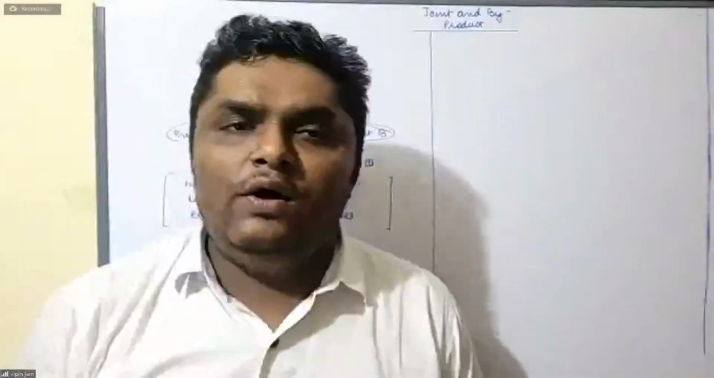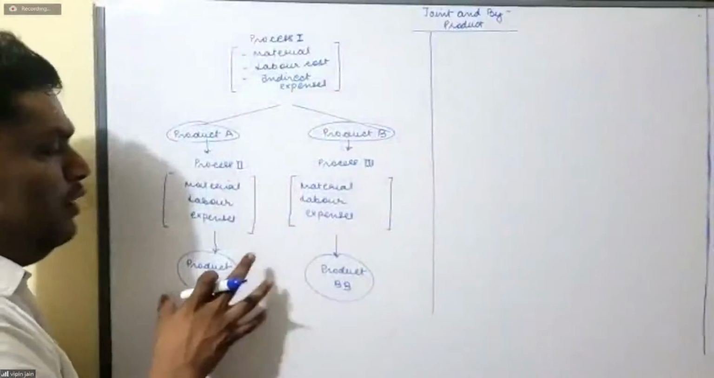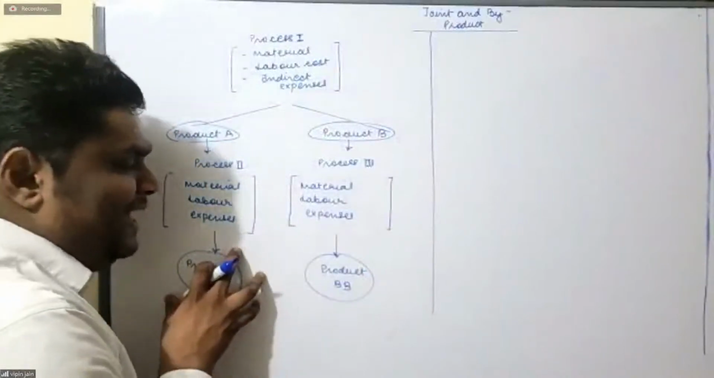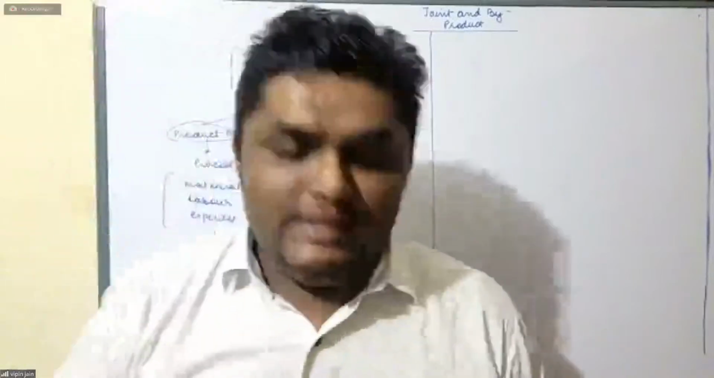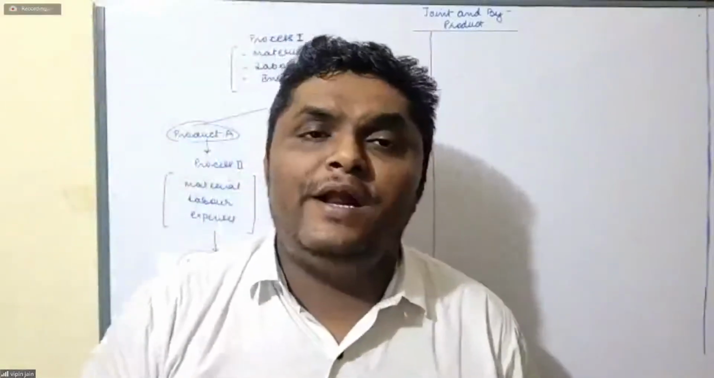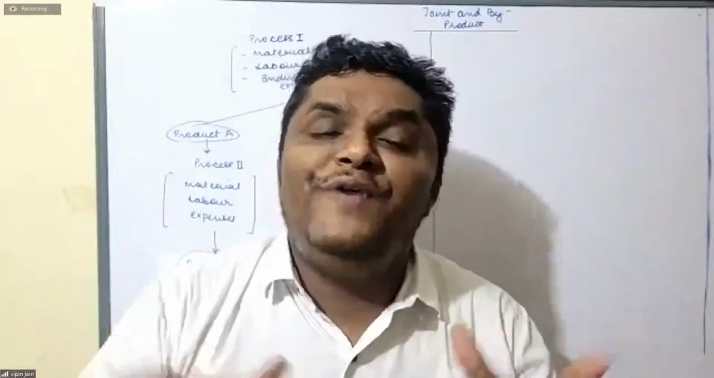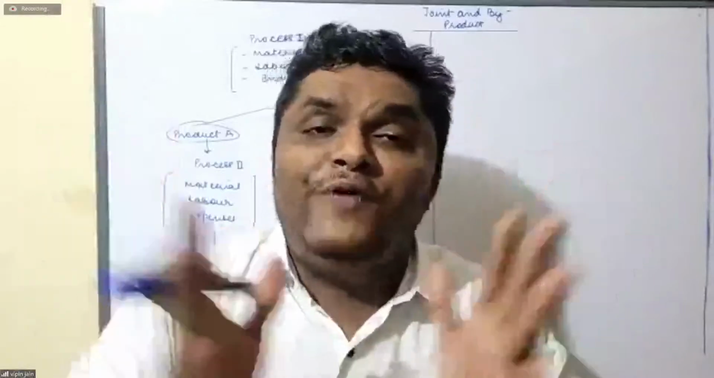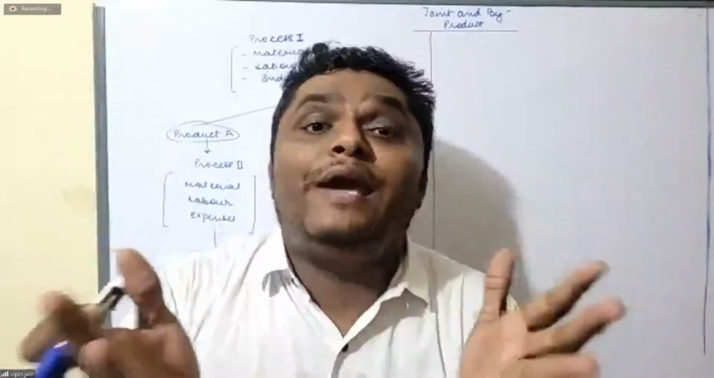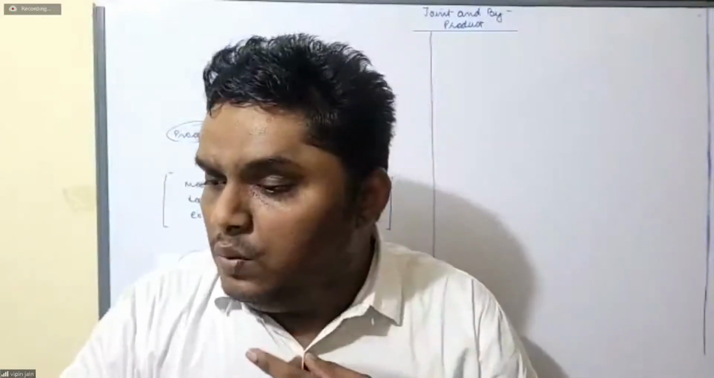So this is the scenario. Now, very important, our major motto is what? To fix up the selling price of product AA and BB. Since our final products are AA and BB, our major motto is to fix up the selling price of AA and BB. To fix up the selling price, we need to calculate the total cost. I repeat again.